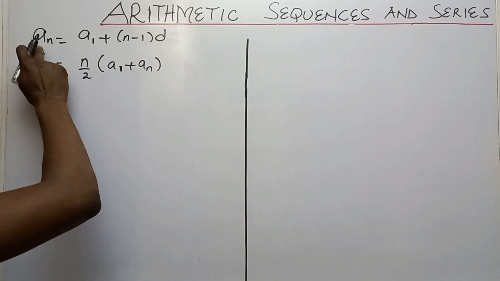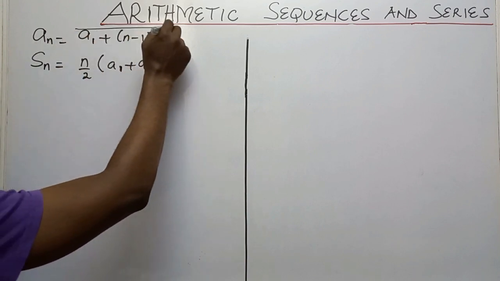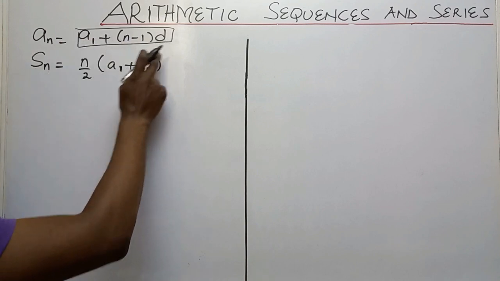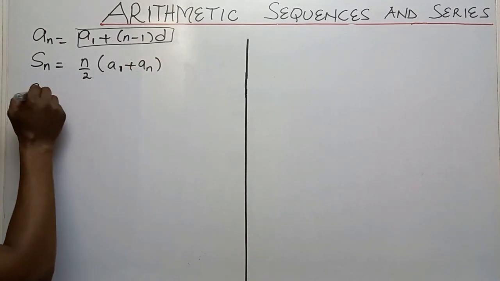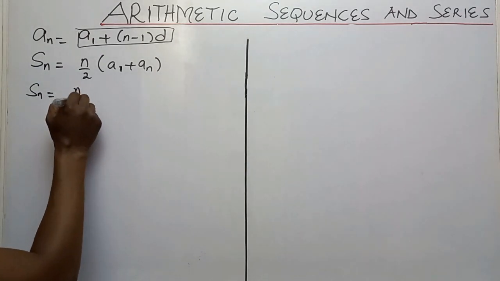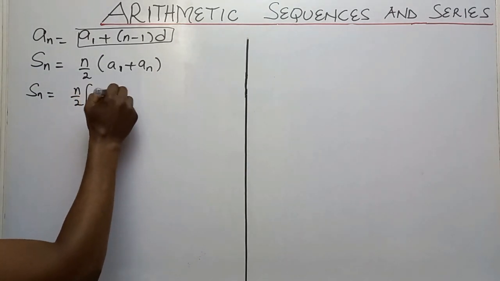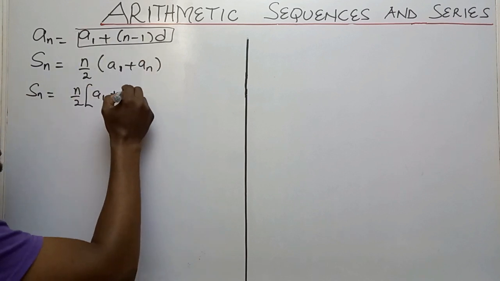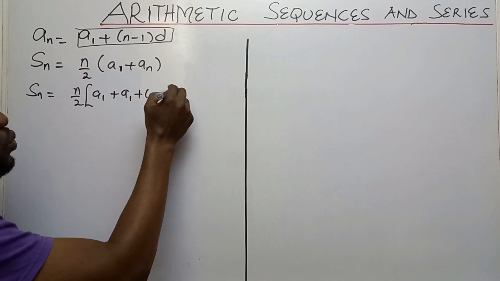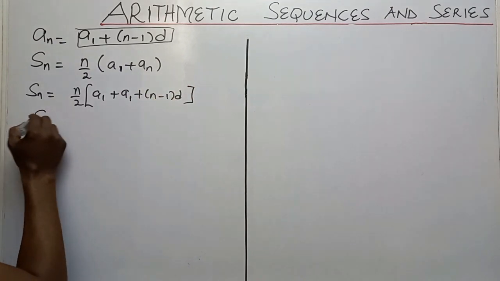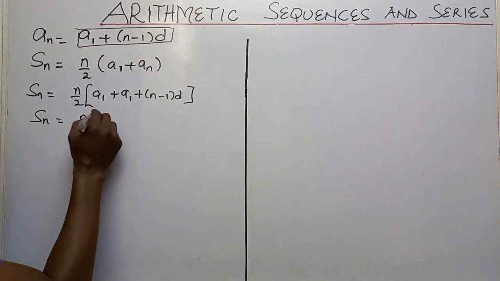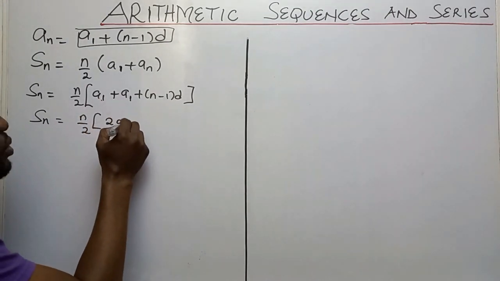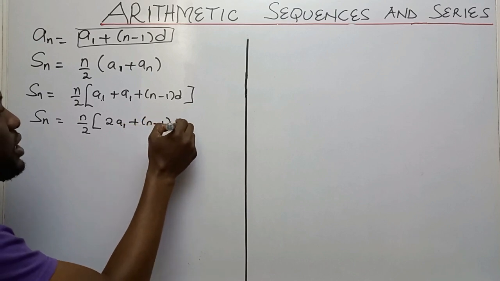Now a sub n has an expression of this. That shows that the value of a sub n is all of this. So if I plug it into this, my new S sub n will be n over 2 times a sub 1 plus, wherever I see a sub n, I'm going to plug in all of this. So I have a sub 1 plus n minus 1 d. So my S sub n will be n over 2 times a sub 1 plus a sub 1, which gives me 2a sub 1 plus n minus 1 d.